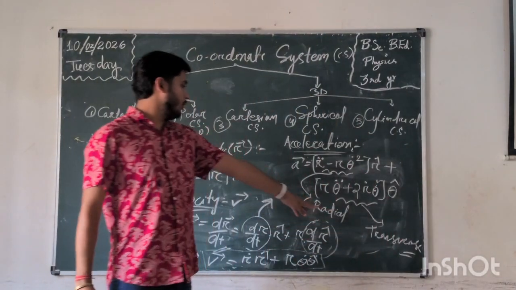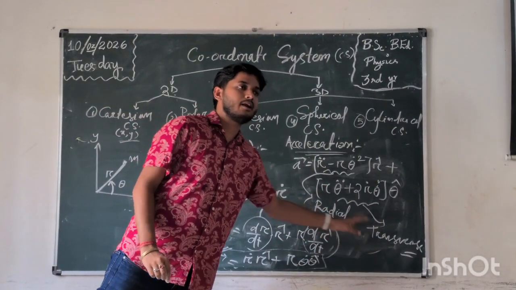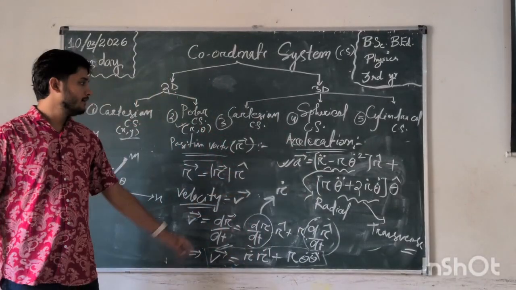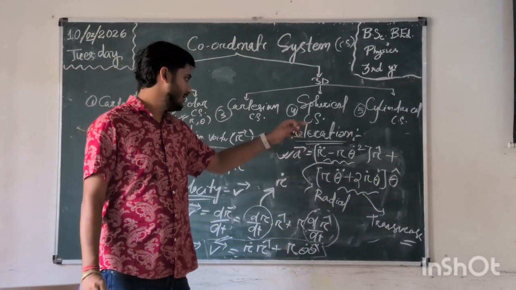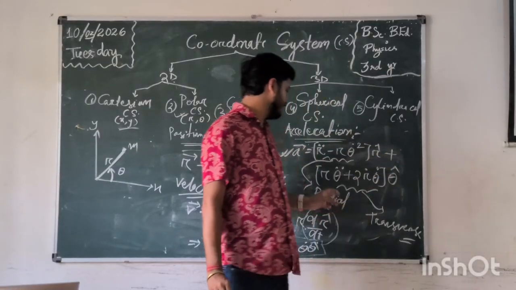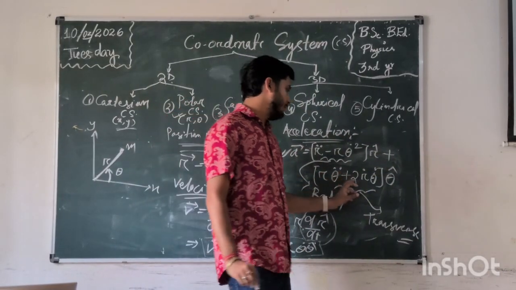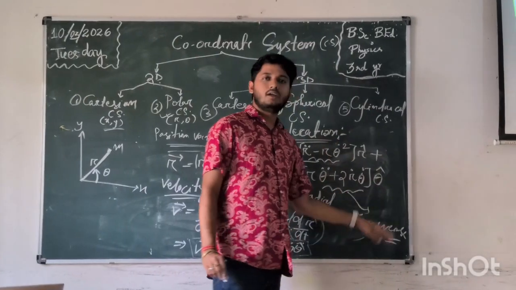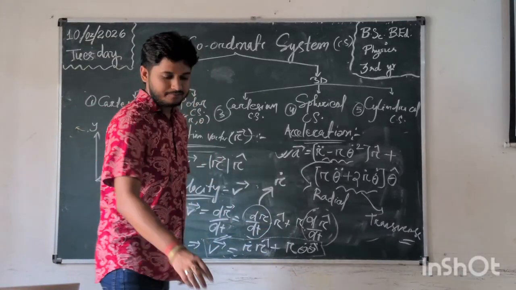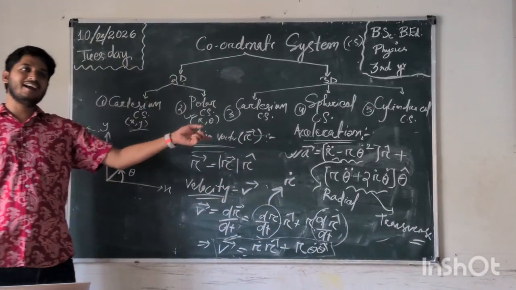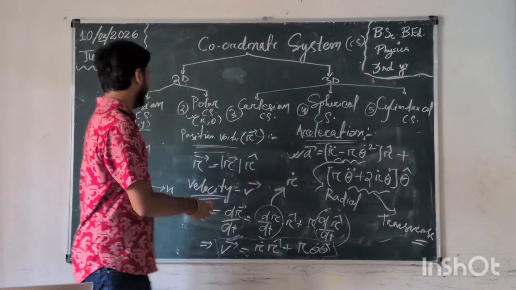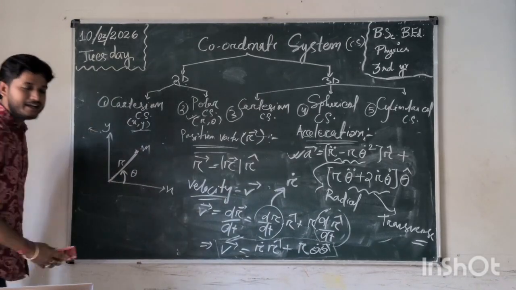In the whole chapter we are going to discuss this radial and transverse acceleration, so it is very important. The final expression for acceleration is r double dot minus r theta dot square into r cap plus r theta double dot plus 2 r dot theta dot into theta cap. This is our final expression. If anyone wants to derive that, I will share it, because it is very hard to derive all these things. Okay.